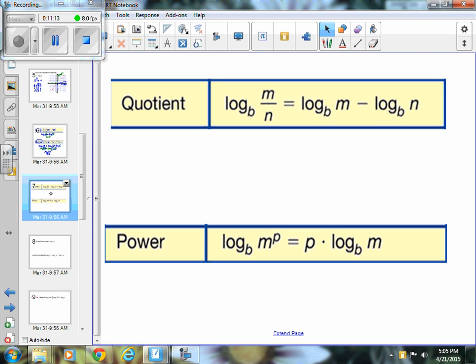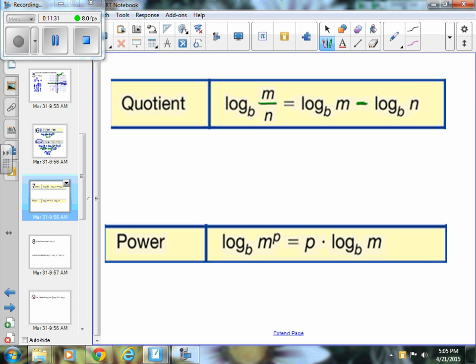All right, let's try two more. Quotient. A rule for quotient is if you divide two things with the same base, you subtract the exponents, and that's where this one comes from. So we have division over here is equal to the difference of those two logs. And again, notice all the bases are the same. All right, so let's give an example of that.